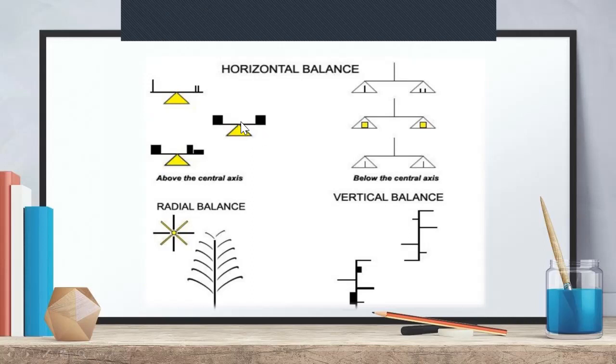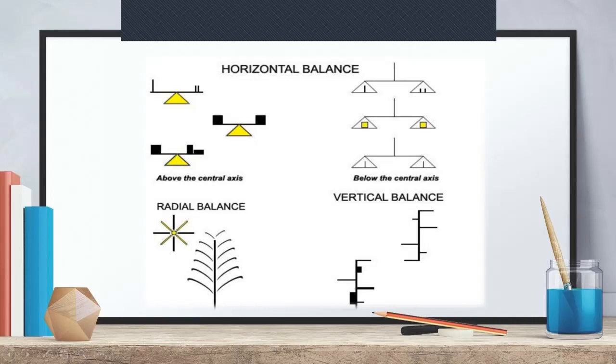And of course they are still balanced. Now this picture has one square, but on the other side there are two objects. But again, the weight of these objects, when you put together the left and the right, they are all balanced. Okay. Now we have below the central axis.